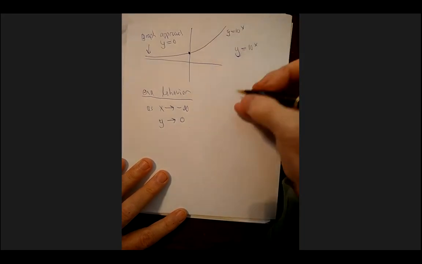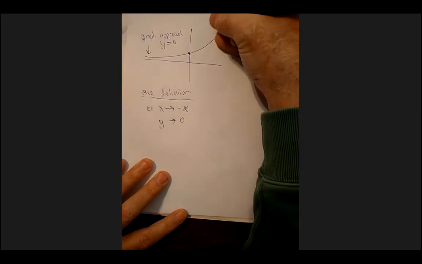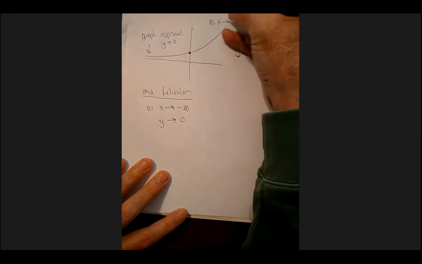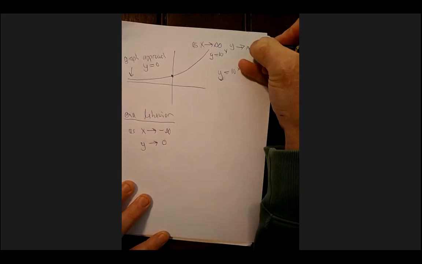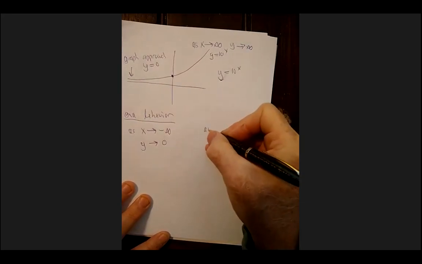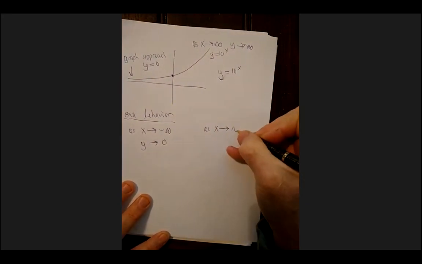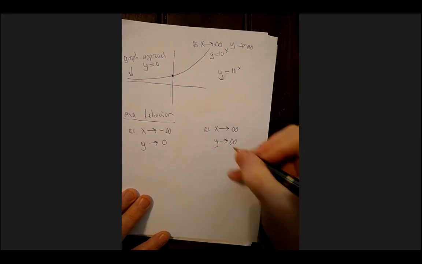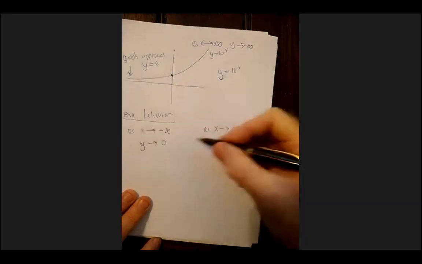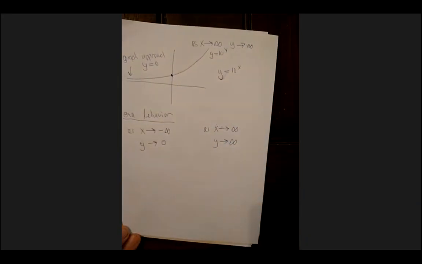Over here, we're seeing that as x gets large, in other words, as x goes to infinity, the graph goes to infinity. So over here, you would say, as x approaches infinity, the y is also approaching infinity. And so I think this is a good language to use. I was trying to avoid it, but I think that was wrong.